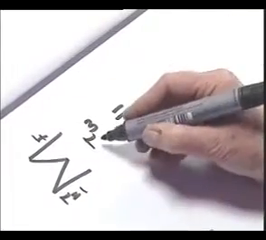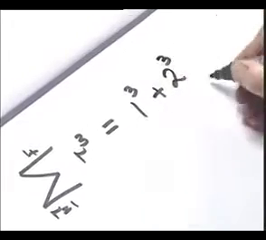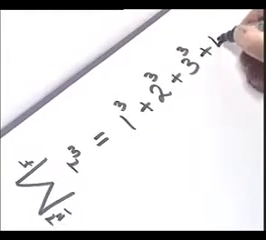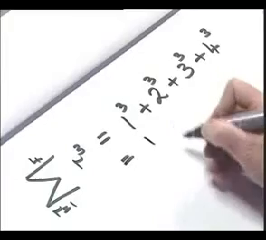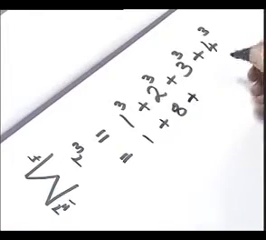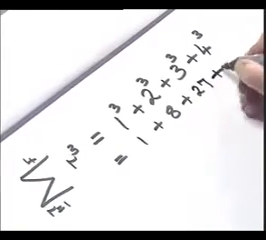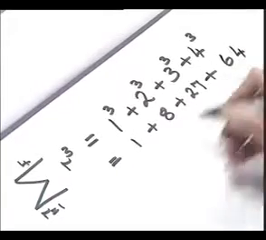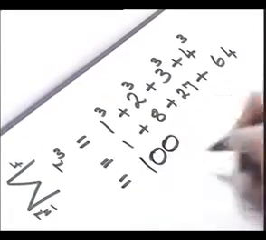When r is 1, r cubed is 1 cubed. r equals 2, 2 cubed. r equals 3, 3 cubed. And r equals 4, 4 cubed. And we can just work these out and add them together. 1 cubed is 1, 2 cubed is 8, 3 cubed is 3 times 3 times 3, so that's 9 3s, which is 27. 4 cubed is 4 times 4, which is 16, times 4, which is 64. And when we add all of those together, you get a lovely answer, 100.